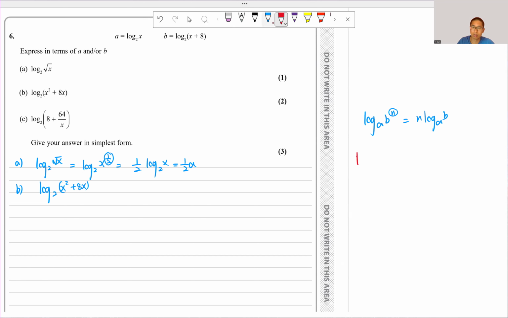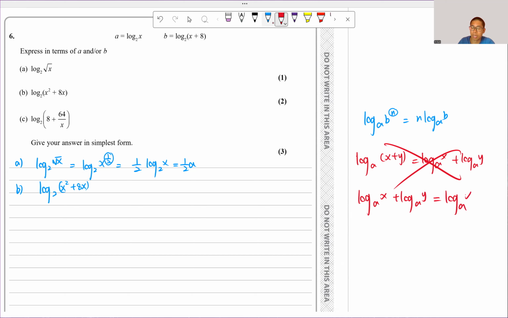So let me write again. There's no rule for log base a of x plus y equal to log base a of x plus log base a of y. There's no such rule for that. The only rule for logarithm is when you add two logarithms with the same base, you can multiply the top numbers, x times y. And when you subtract two logarithms with the same base, you can divide the top numbers. That's the only rule we can use.